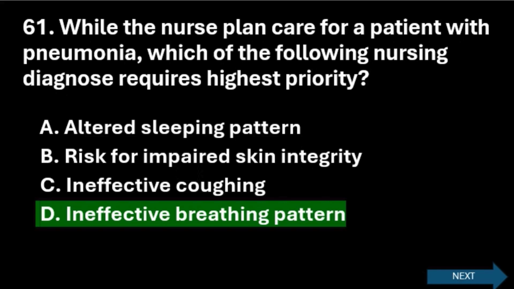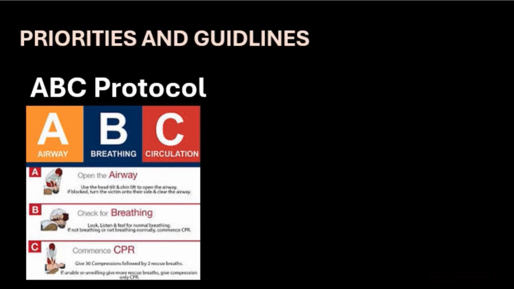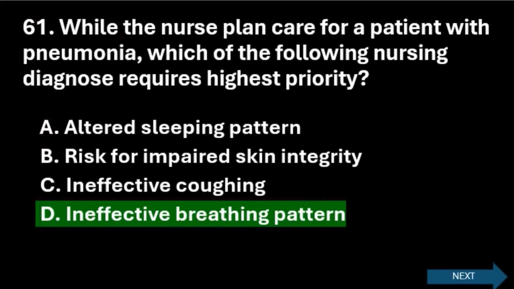The right answer here is ineffective breathing pattern, Option D. This is the kind of application level question with priorities and guidelines. Here you clearly see the ABC protocol: airway, breathing, circulation. Sleeping is not a priority, not coming in ABC. Skin integrity is also not coming in life-threatening or ABC. Coughing is also not such a life-threatening condition. So the breathing pattern is contributing to the life-threatening situation, so that should be addressed on a priority basis.